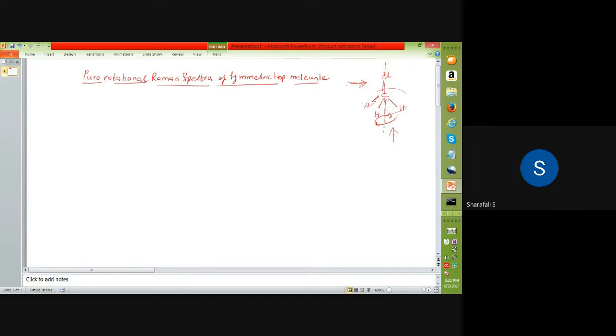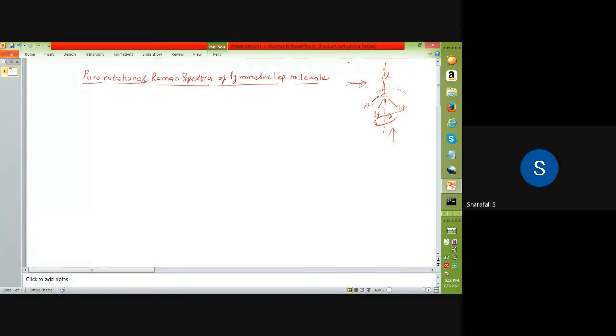Even if you are rotating that, what it means is that the polarizability ellipsoid, if you look at any time, will look the same. So the polarization also will be the same even if you rotate that molecule about this particular axis. So with respect to that central axis, we do not have any polarization change.